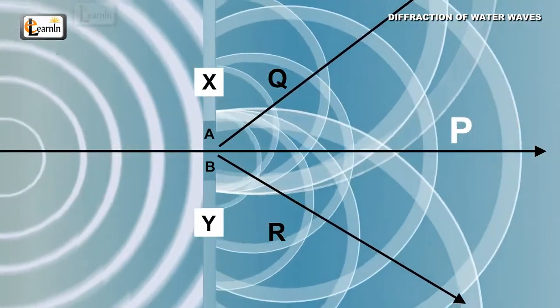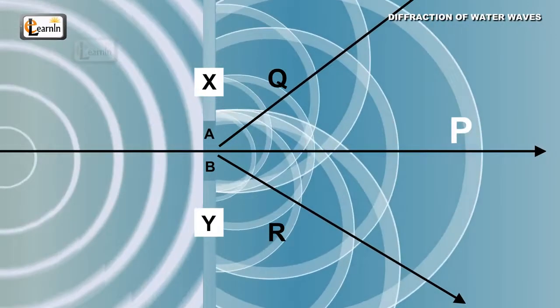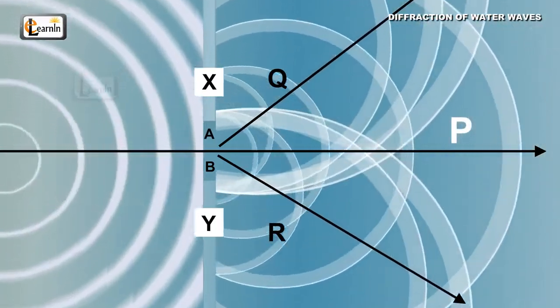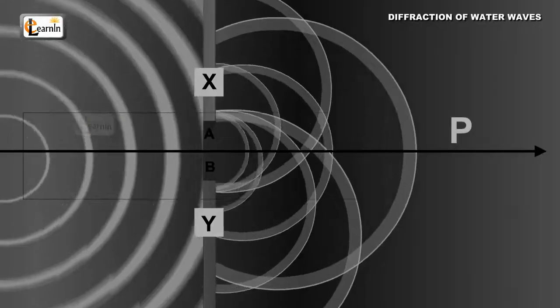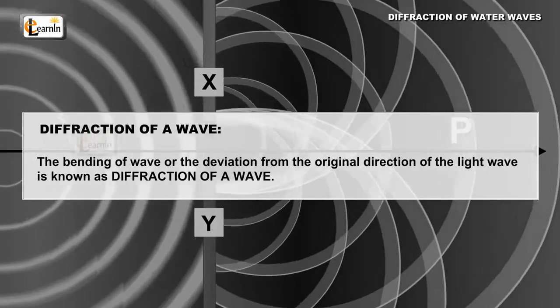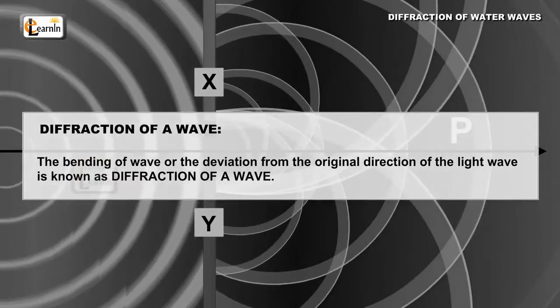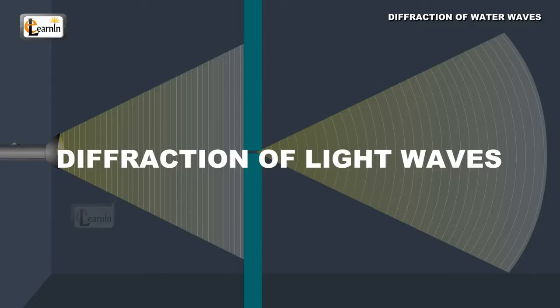This deviation from the original direction of light and formation of a new circular wavefront is due to the bending of waves. This phenomenon is known as the diffraction of light. The bending of a wave, or the deviation from the original direction of a wave, is known as the diffraction of a wave. Diffraction of light waves.